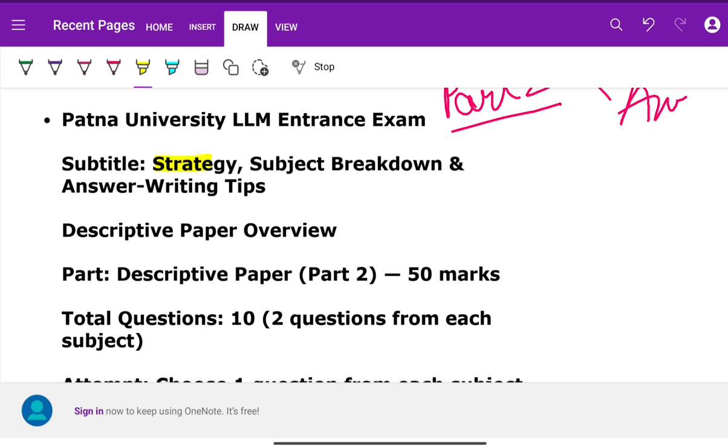So I have given the strategy and I have broken down the subject in this, and I have also given how you can practice answer writing.